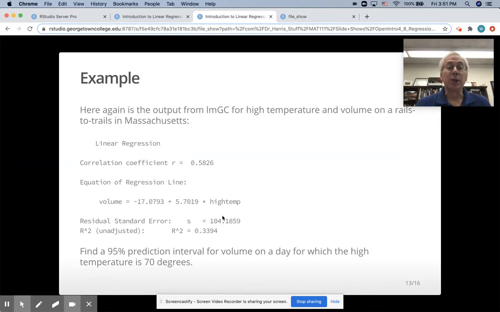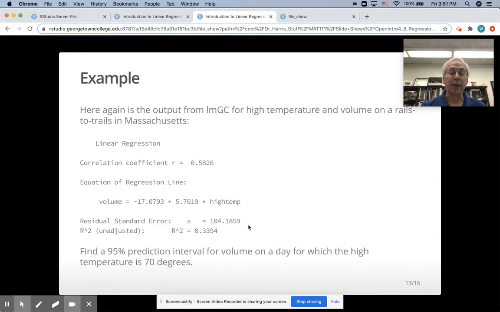In the last slideshow, we found the predicted value using the regression equation for a day on which the temperature is 70 degrees. And so now what I want to do is use that information to find the 95% prediction interval for volume on a single day in which the temperature is 70. Rather than the mean response, we're going to find an interval for the response that we might get on a single day. So we're going to use the regression equation here.